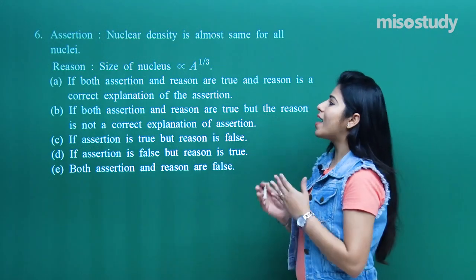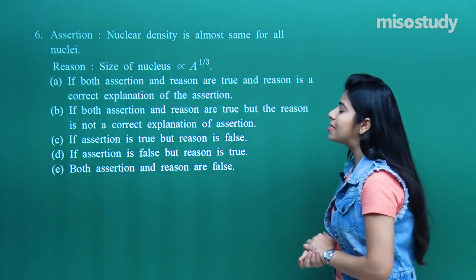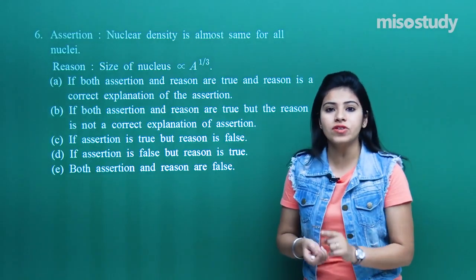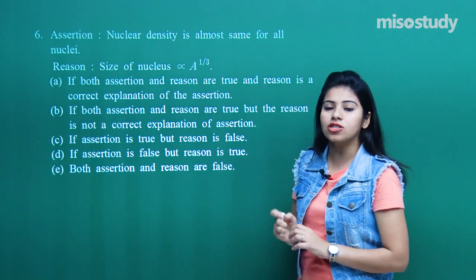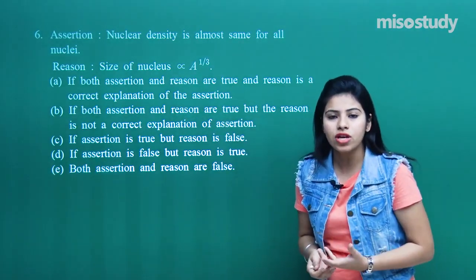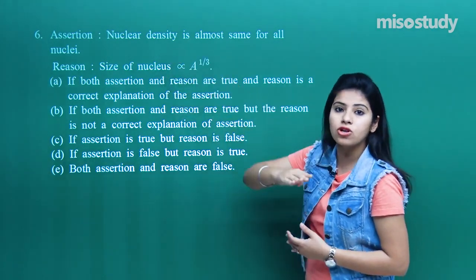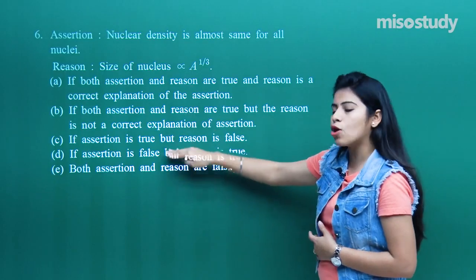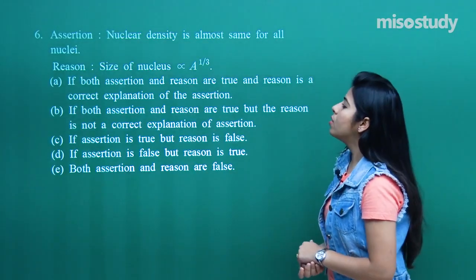Okay, so now look at question number 6 of the session. Question number 6 is an assertion reason type question, in which you will see an assertion written over here and a reason written over here, and then we have to tell whether this reason is the correct explanation of this assertion or not, as you can see in these options A, B, C, D and E. Now let me read the question before you.